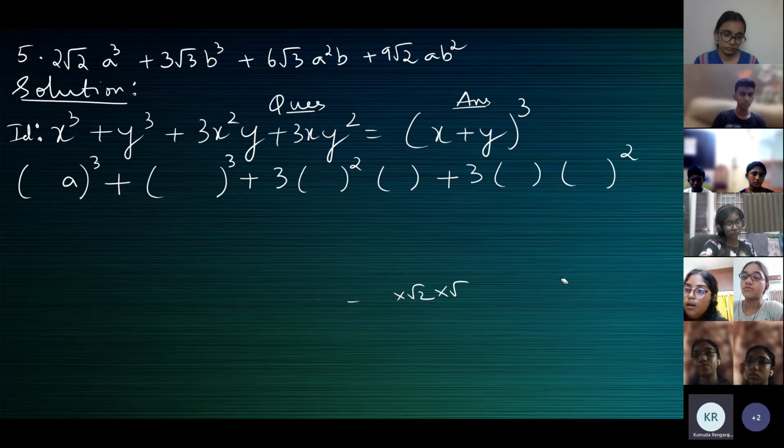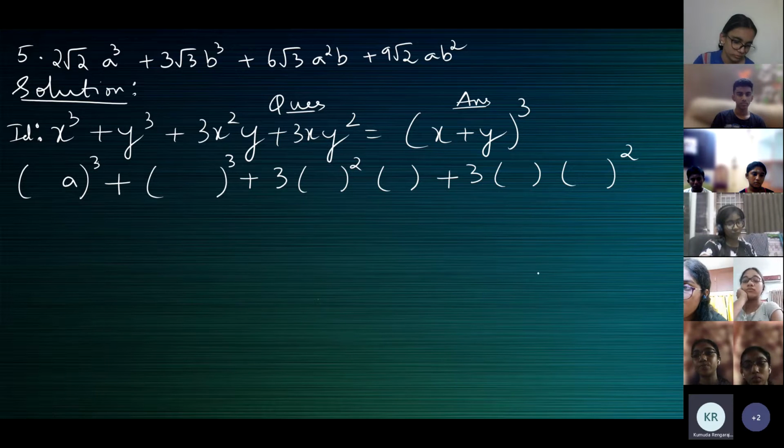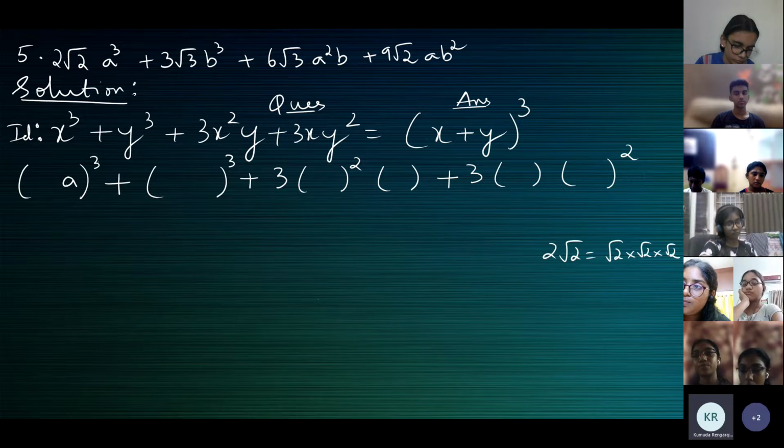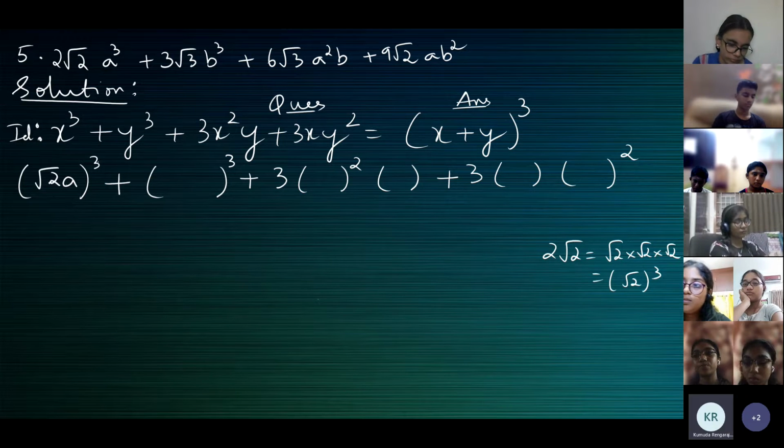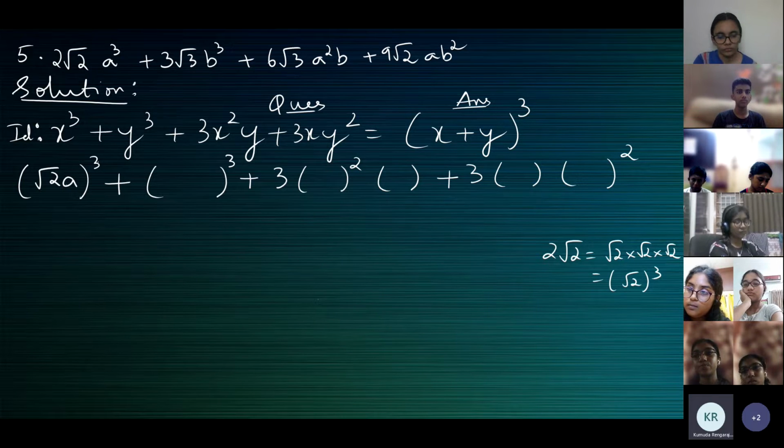So 2 root 2 is nothing but root 2 the whole cubed. 2 root 2 is equal to root 2 into root 2 into root 2. So I should write root 2 here, because root 2 the whole cubed is 2 root 2. And a cubed is a cubed.